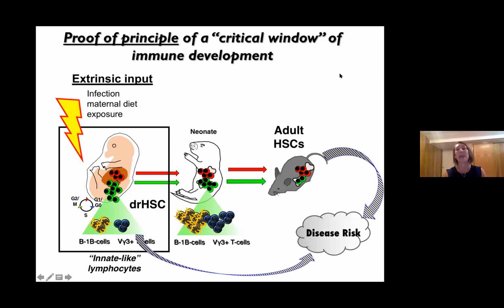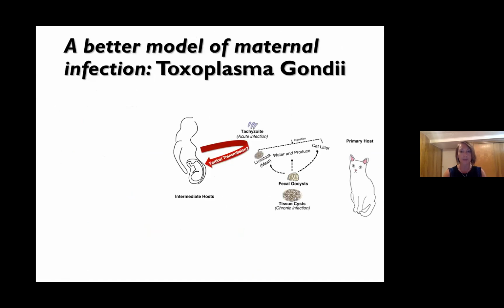So now we understand that this very early intervention or immune perturbation can shape not only fetal hematopoiesis, but adult hematopoiesis and the trajectory of the adult immune system. And so we are now very interested in how this ultimately shapes risk for disease in many contexts.